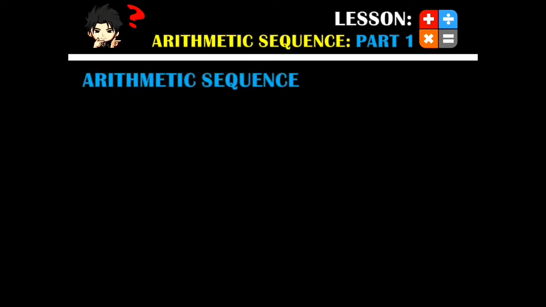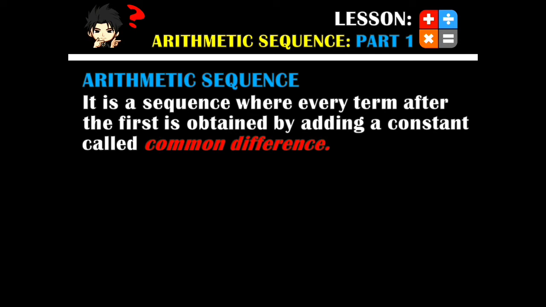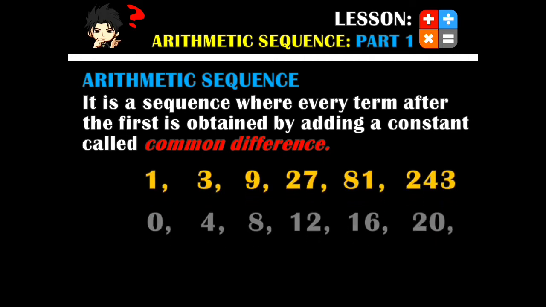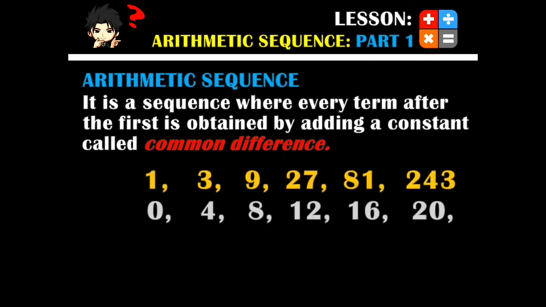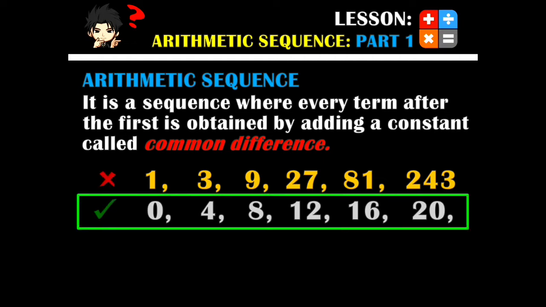Now, what is an arithmetic sequence? Arithmetic sequence is a sequence where every term after the first is obtained by adding a constant called common difference. Let me emphasize that one. Adding a constant. Given these two examples, one of them is an arithmetic sequence and one of them is not. Which do you think is a perfect example of an arithmetic sequence? That's correct. The second one is an example of an arithmetic sequence.